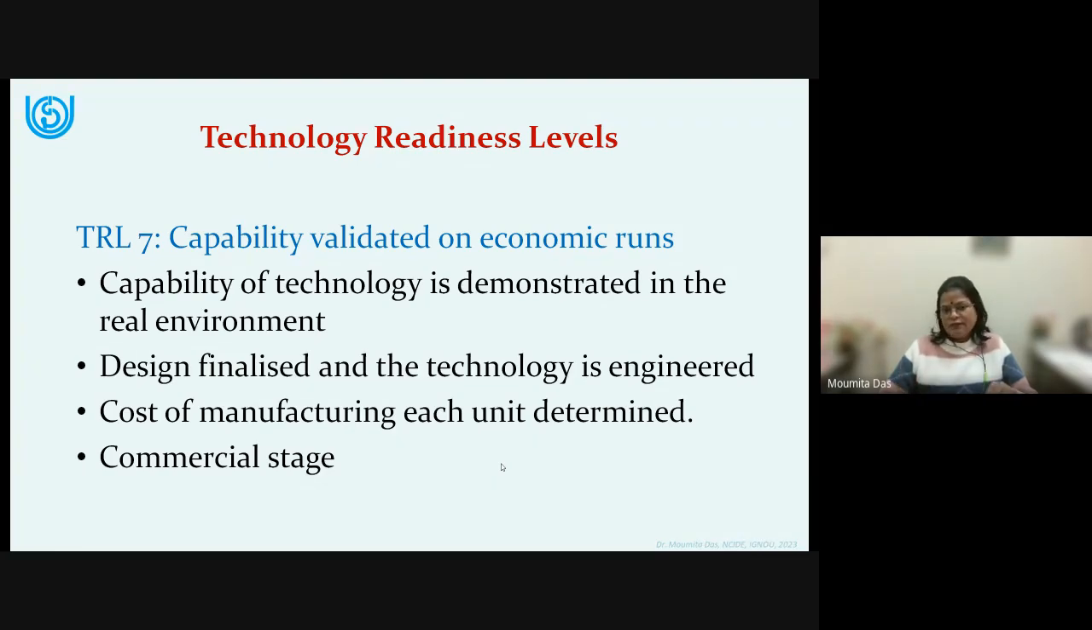The word is the capability validated and economic. So again, the same product, you take it to the real environment, which is the customers, and then you finalize the design, take the feedback of the customer. Sometimes you might get feedback about the tea itself, sometimes you might get different kinds of feedback from the customers.